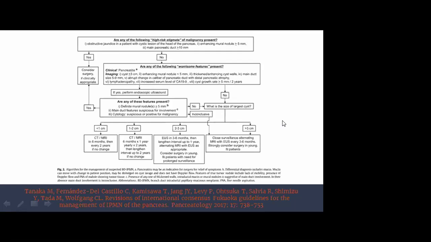So to summarize, look for the high risk stigmata. If present, go for surgery. If there are no high risk stigmata, then look for worrisome features. If there are worrisome features, then it is prudent to perform an endoscopic ultrasound. And if there are concerning features on endoscopic ultrasound, then again go for surgery. But if there are no concerning features on endoscopic ultrasound, look for the size of the cyst, and the surveillance protocol will be decided based on the size of the cyst. And especially in younger patients with a cyst larger than 2 centimeters, surgery can be considered.